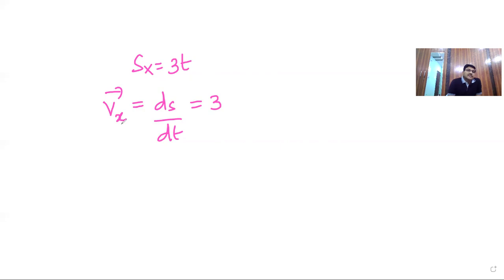We want the velocity. So, it becomes 3. Similarly, Sy was given 4t. Differentiate it. So v bar y, velocity in y direction, is ds by dt. If we differentiate with respect to time t, it becomes 4. So vx bar, vy bar, after differentiating sx, sy with respect to time, we got it.